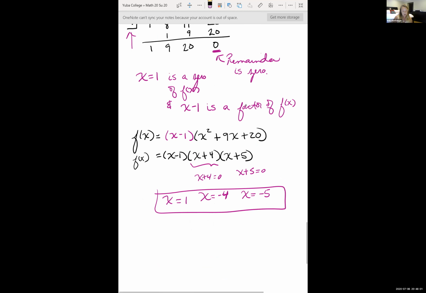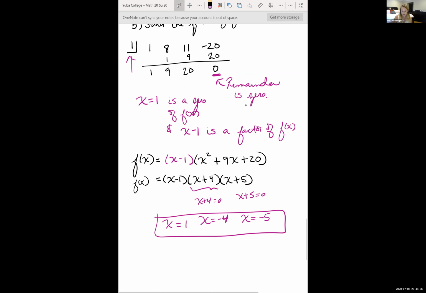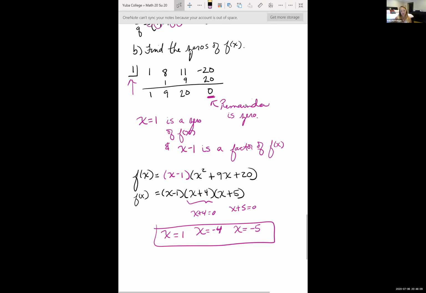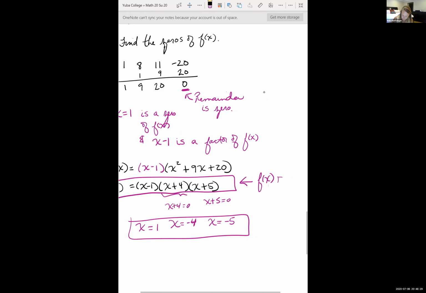So I would probably ask you on a test to find the zeros of a polynomial, and I would ask you to rewrite your polynomial in terms of linear factors and or quadratics that aren't reducible. And so here is f of x rewritten as a product of linear factors.